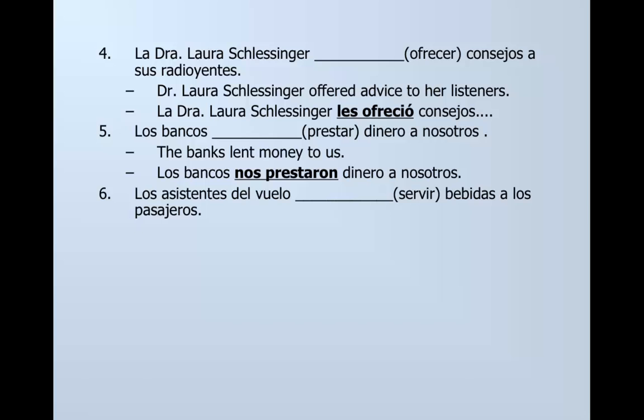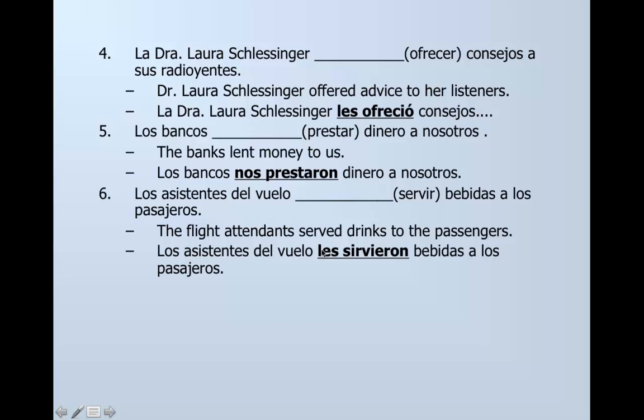Los asistentes de vuelo servir bebidas a los pasajeros. The flight attendants served drinks to the passengers. They served drinks to whom? To the passengers, to them, so that's les. Los asistentes les sirvieron. Sirvieron goes with los asistentes. They're the ones who served. So really important that you're able to distinguish between the subject and the object pronoun and know that those two things are not related. They don't go together. So remember, your verb conjugation goes with your subject, not your object pronoun. Those have no relation to each other.